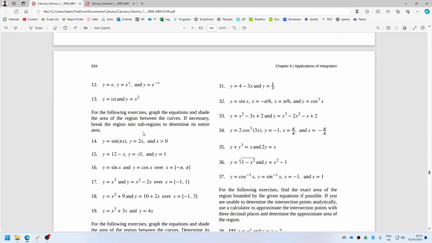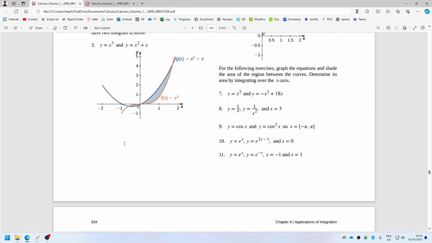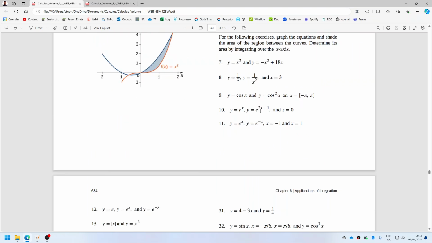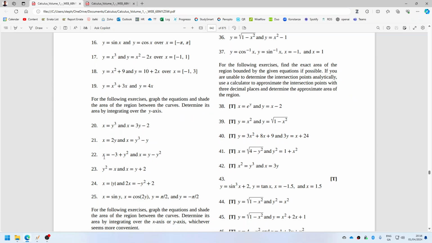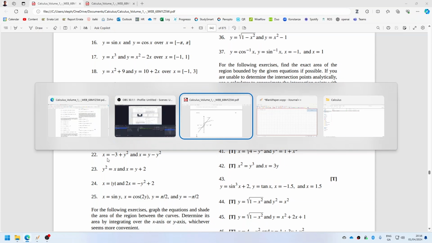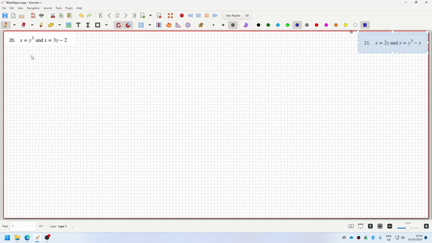Now I realize for these questions here, they didn't technically say T-Tech questions, but do they really want you to graph it by hand? Let's see. Yeah, this one here, if I was to try and graph it by hand, oh, it'd be like that.